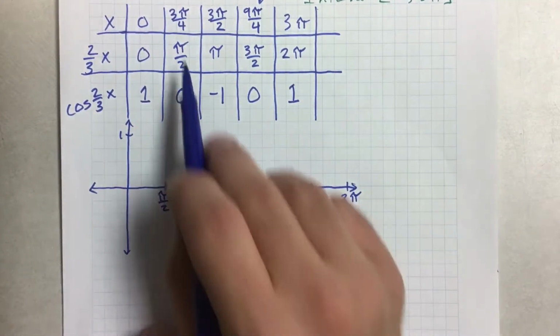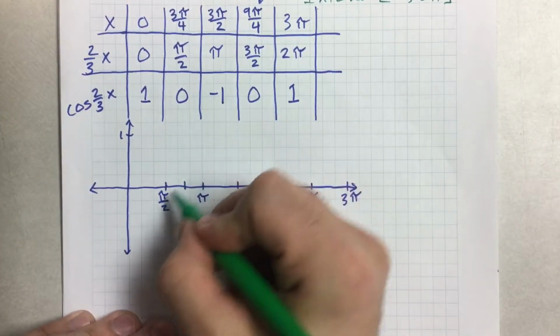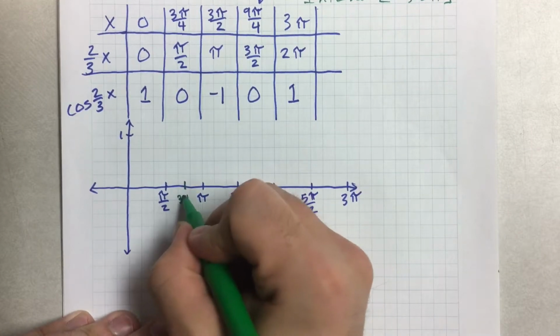So, let's see, 3 pi over 4, that's actually halfway between pi over 2 and pi, so it's right here.